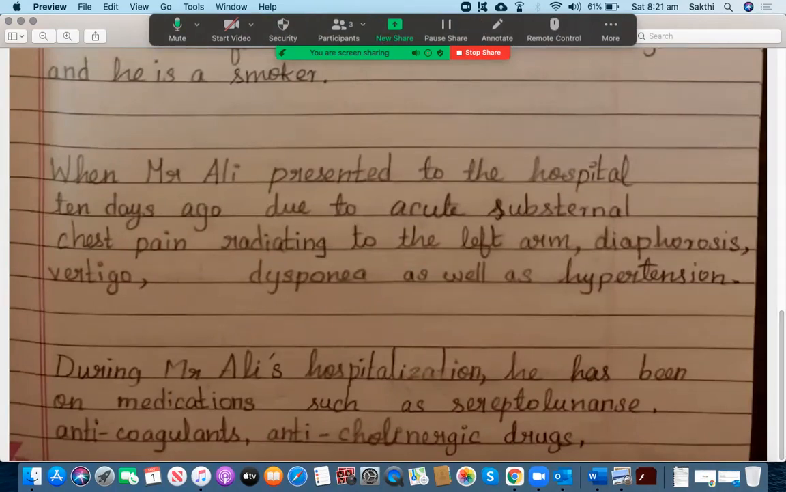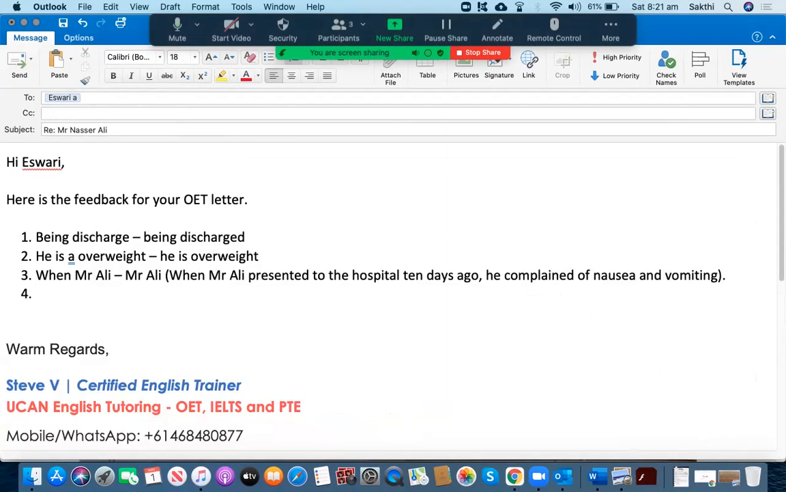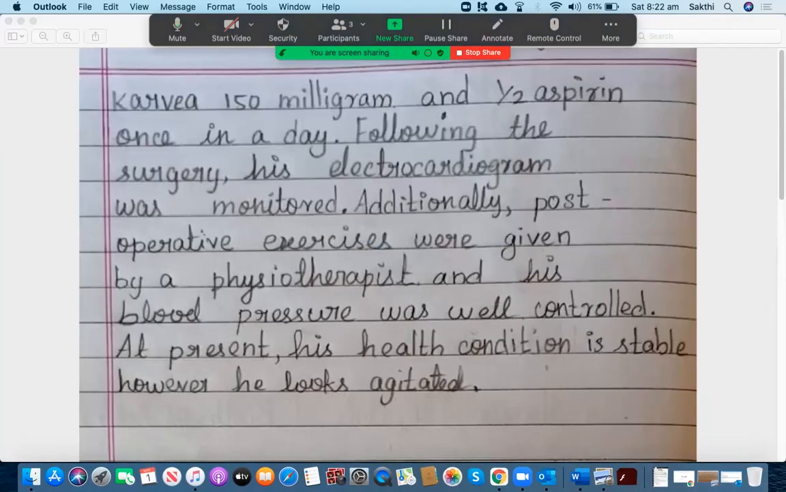Okay. During Mr. Ali's hospitalization, comma, he has been on medications such as whatever the medications, that is good, and let's go through the next page, and half aspirin once a day. "Once in a day" is not needed. It's not a grammar mistake, but it's not recommended. Okay, all right, it's not required. So you can say "once a day", that's fine. Okay, "once in a day" again is not a grammar mistake.